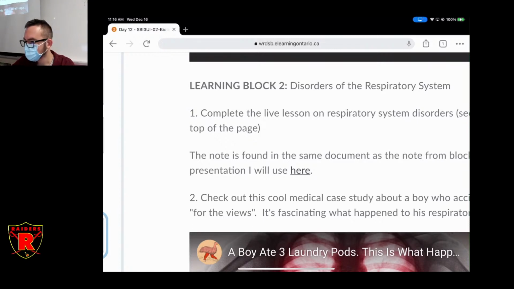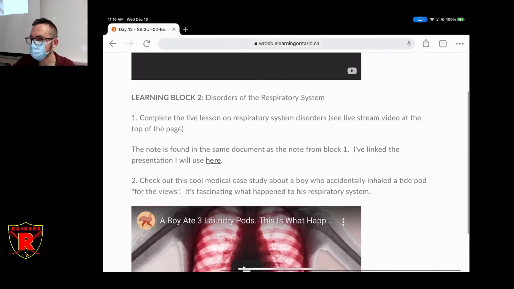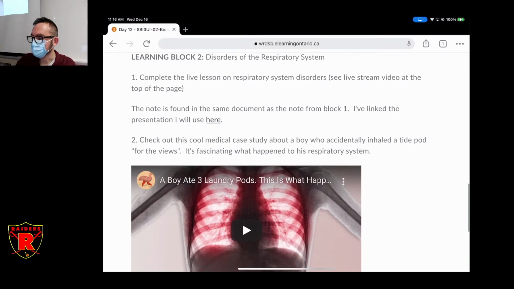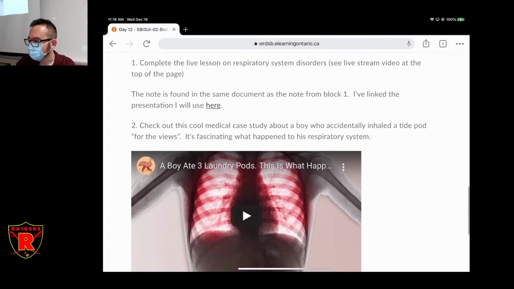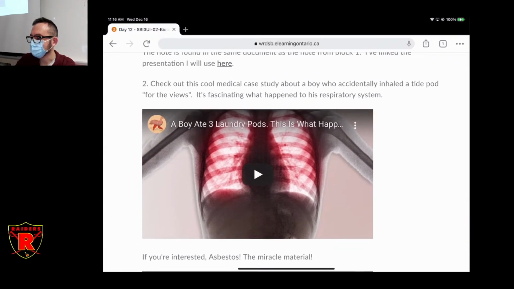Cool. Okay, so in block 2, we're going to spend some time, like I mentioned, talking about some ways that the respiratory system can fail or work incorrectly, some illnesses around the respiratory system. It's part of the same note, at the end of the note package, the one that we were already working on. And then afterwards, if you're interested, this one's really cool.